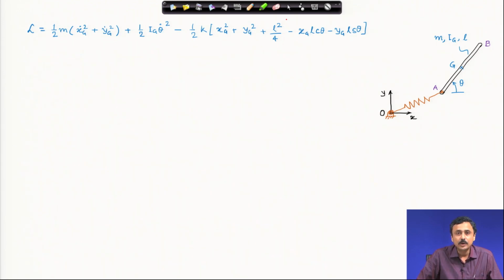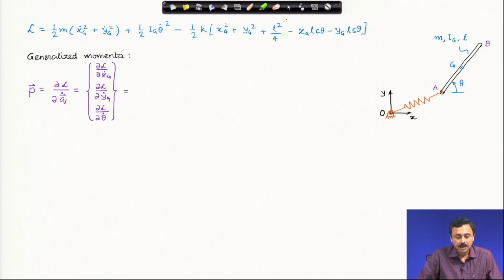To find the conserved quantity, we had discussed these steps before in a previous lecture. We first find out the generalized momenta. The generalized momentum vector is the partial derivative of the Lagrangian with respect to the generalized velocities, and if you do that, then it is straightforward to see that the generalized momentum vector is given by m x_g dot, m y_g dot and I_g theta dot.